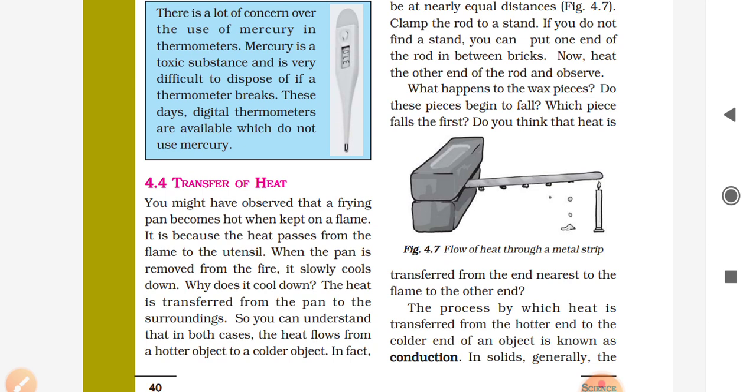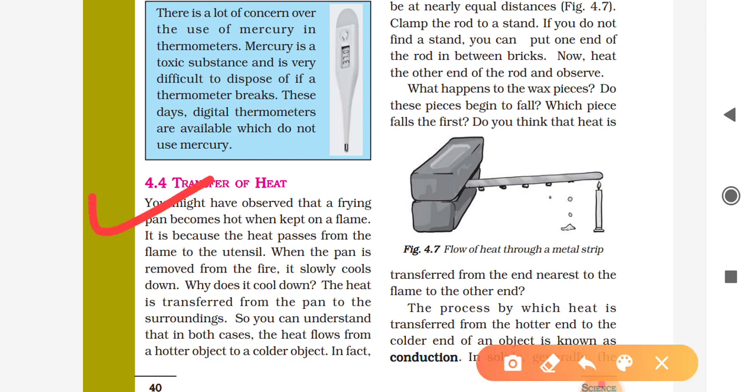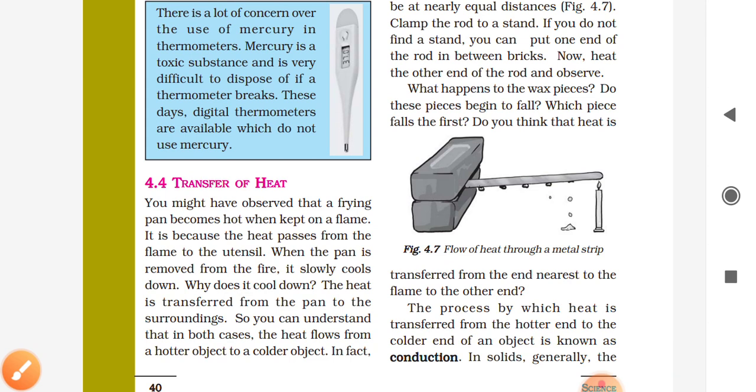Standard 7, Subject Science, Chapter 4 Heat, Part 3. Dear students, in the previous parts 1 and 2 we have understood lots of things about the clinical thermometer and laboratory thermometer. Now we'll understand about transfer of heat. That means how heat is transferred from one person to another person, or from one object to another object. We'll understand the entire point by activities and also by practical examination.